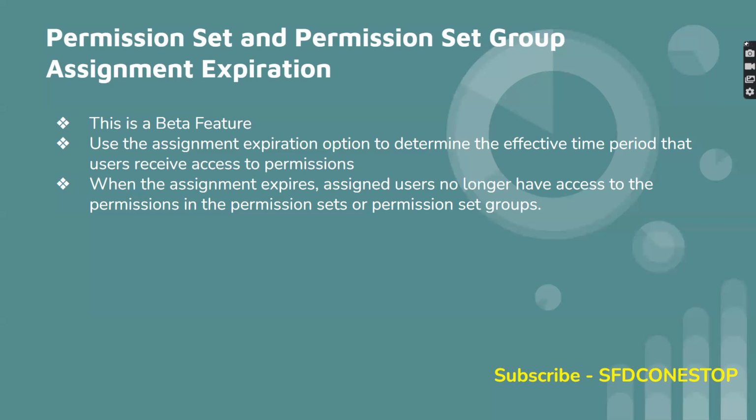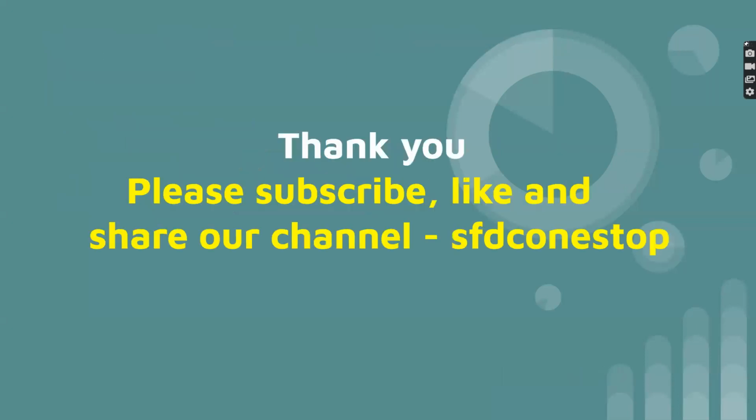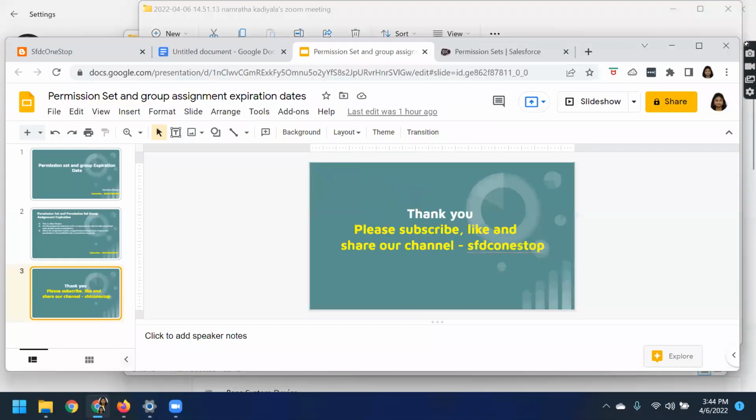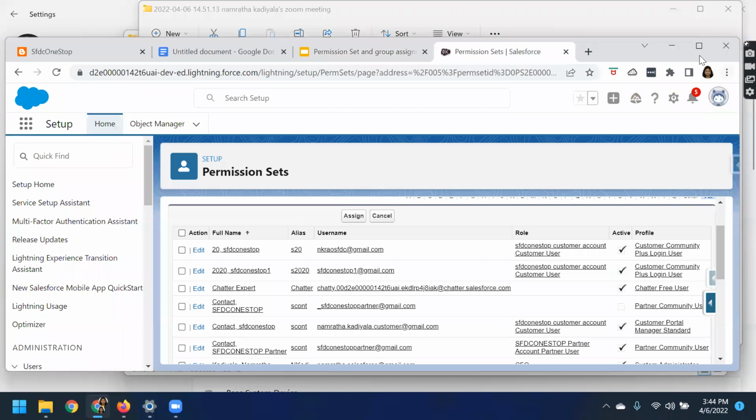We will see how you can enable this expiration dates for the permission set or the permission set group assignment. We will mainly make use of the permission set because in my developer org, I have a lot of different permissions that I have created. So I will show you how the expiration date works using the permission set. Now let us log in into our Salesforce org and we will see how to enable this expiration dates.